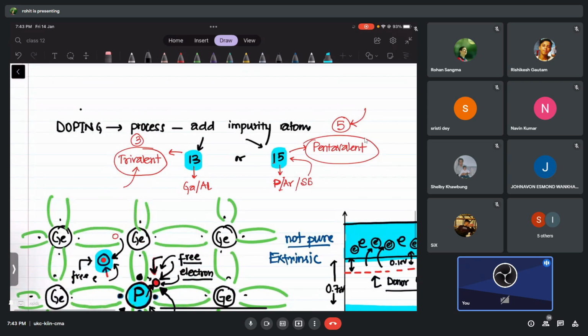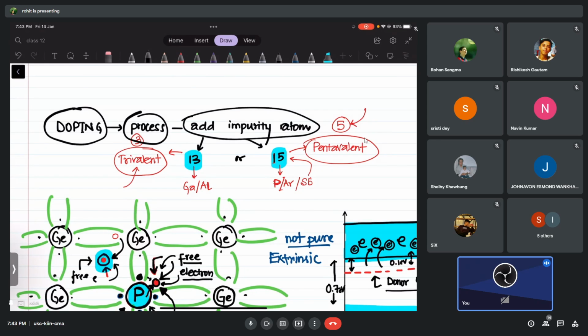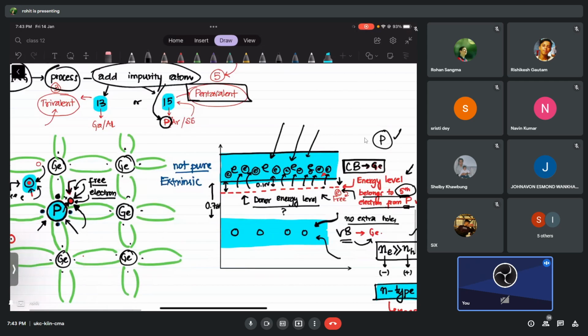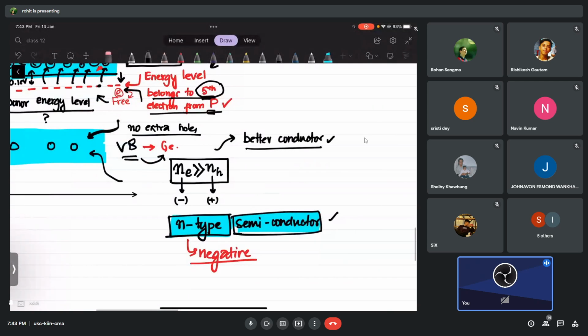So we have done doping. It's a process of adding impurity. Who's the impurity atom here? Our phosphorus was the impurity atom. It is pentavalent. Because of this phosphorus, the population of free electrons in the conduction band of germanium has risen so much. First of all, it is called extrinsic because it is impure.